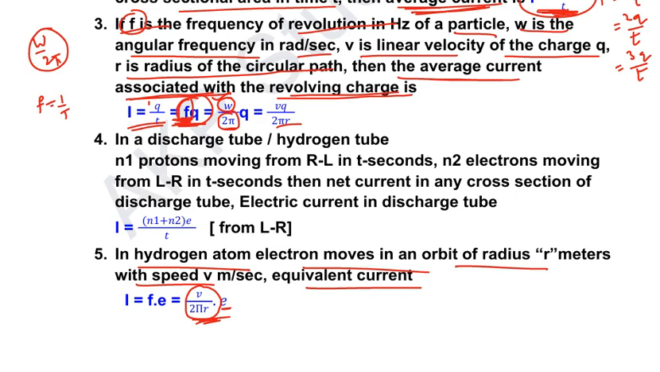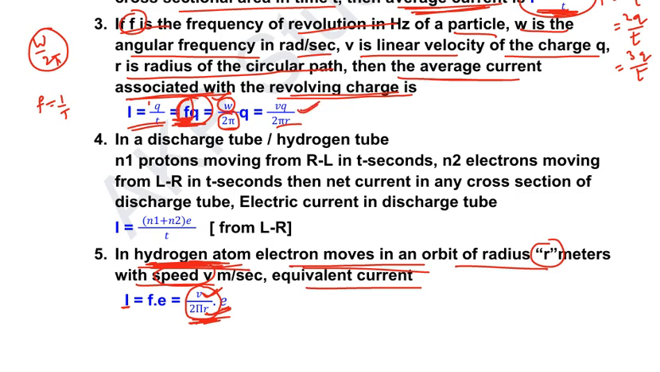So in some problems they will give you a hydrogen atom, and the electron moves in an orbit whose radius will be given, and the speed of that electron will be given. Then we need to use the formula I equals v by 2 pi r into e, that is the charge of an electron. Same formula I have written here.